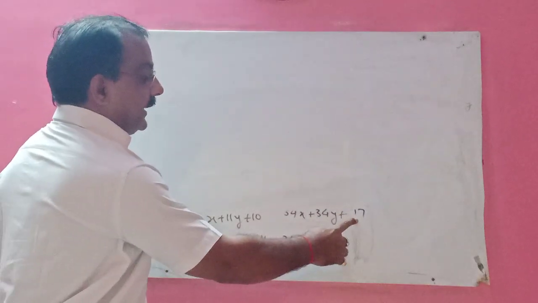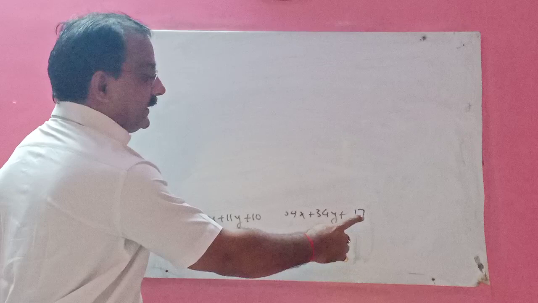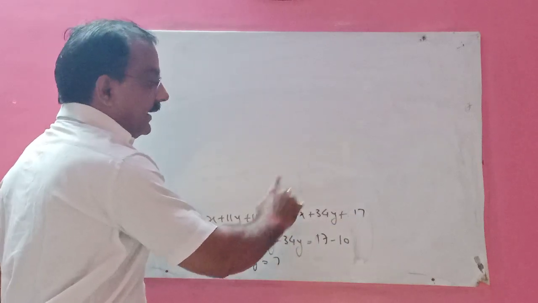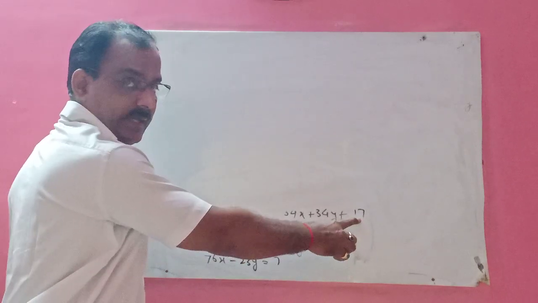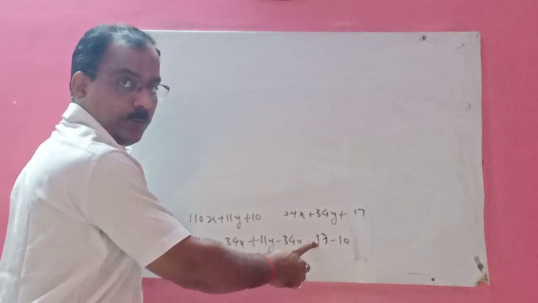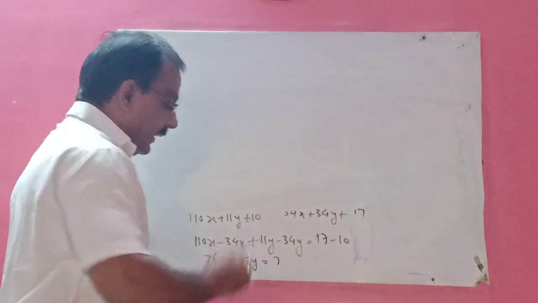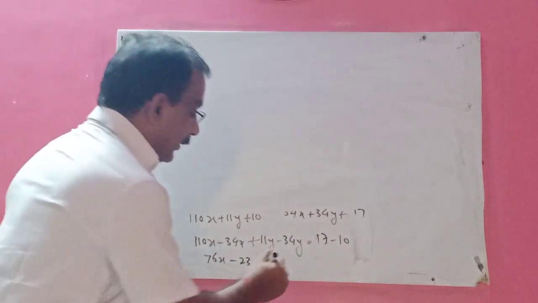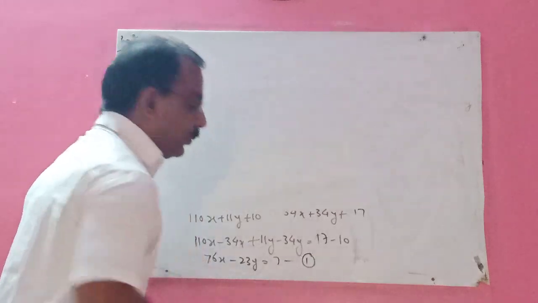Children, just do your correction. By mistake I have written here 34. It is 17 ones are 17, right? So this is not 34, it is 17 minus 10, and you will get equation number 1. So this is your equation number 1.